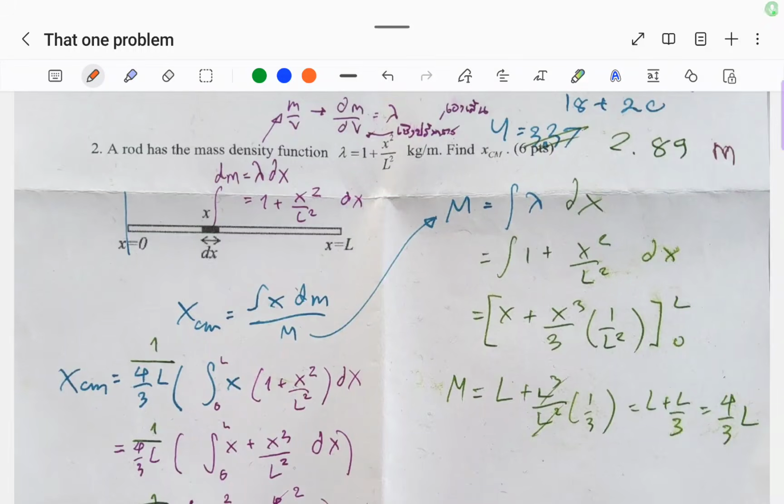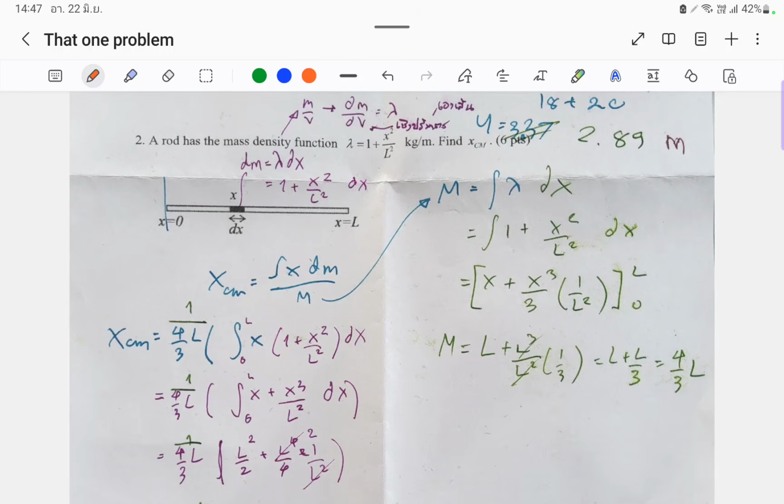Hello, what's up everyone? Today I'm gonna teach you how to do this problem from scratch. Like if you don't know how to use calculus in physics at all, you understand it from here. So yeah, this is a good start.